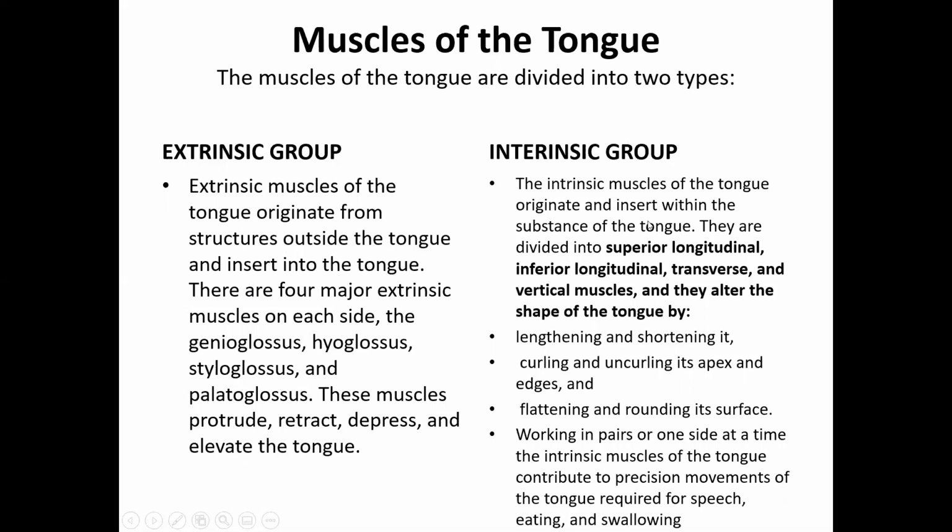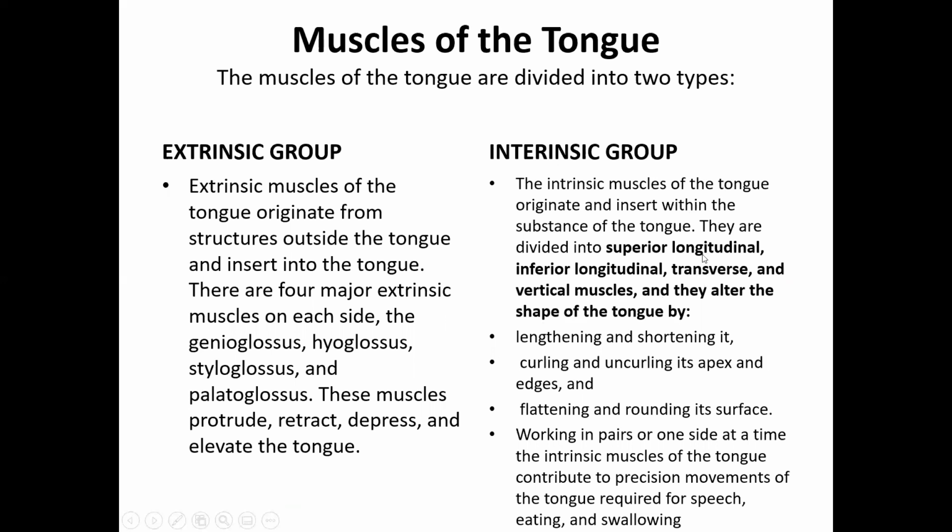While the intrinsic group of muscles are those muscles that take origin from the tongue and are inserted within the tongue. So they don't have any external source. They take origin from the tongue substance and are inserted within the tongue substance. So these are the superior longitudinal, inferior longitudinal, transverse, and the vertical muscle.